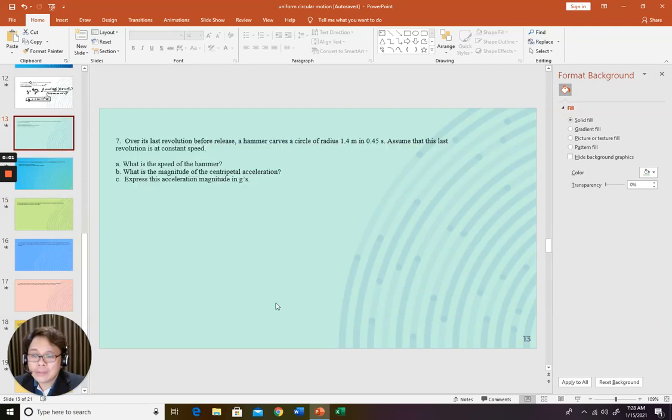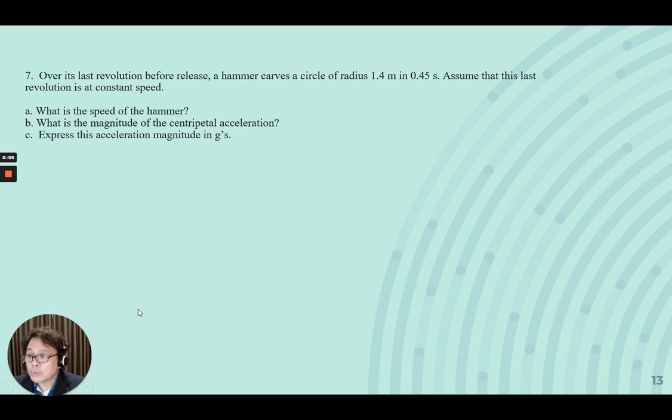Okay, we continue today with problems on uniform circular motion. Okay, let's go to number 7. Over its last revolution before release, a hammer carves a circle of radius 1.4 meters in 0.45 seconds. Assume that this last revolution is at constant speed. And then letter A, what is the speed of the hammer?